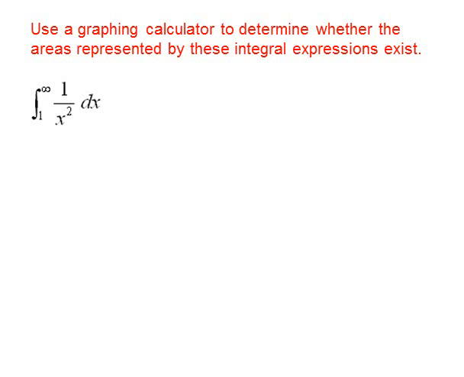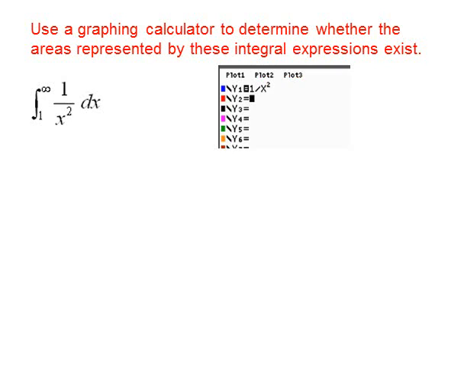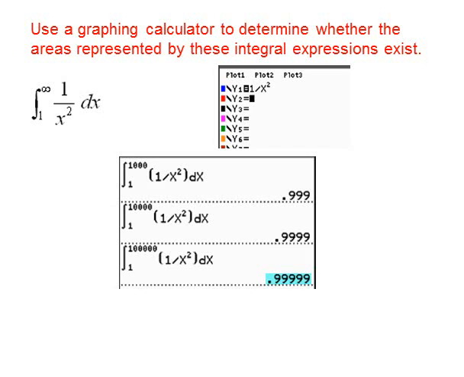Now let's look at the integral from 1 to infinity of 1 over x squared. First, I'll change my equation in y equals, and I'll use fn int to evaluate several of these with successively larger values as the upper limit of integration. Notice this time that the areas do appear to approach a single value. Based on this, I'd estimate the value of this integral to be 1.